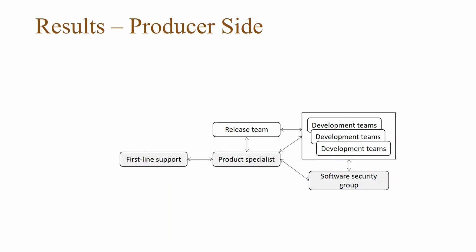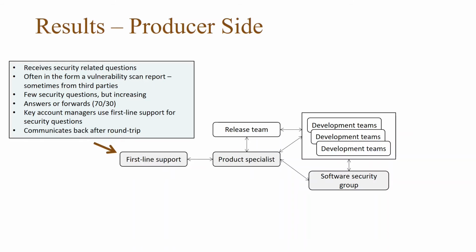On the producer side, we have first-line support, we have product specialists, we have the software security group, then we have a release team, and then we have a set of development teams. The first-line support is and should always be the entity that receives all the security-related questions. Looking at the questions, they often come in the form of vulnerability scan reports, sometimes from a third party like a consultant. In total, there are very few security questions, but they have seen an increase in the number of security questions the last few years.